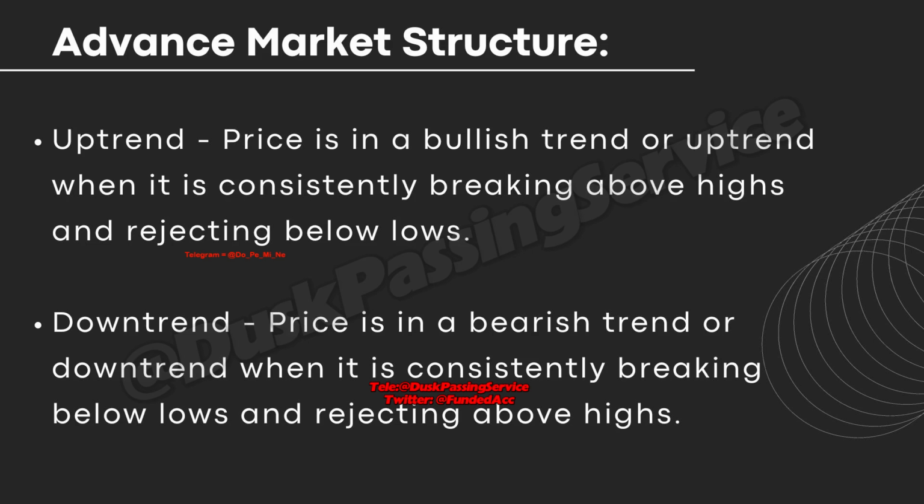Now let's define an uptrend or a downtrend based on this. When price is consistently breaking above highs and rejecting below lows, which means that price is only able to break above highs, and when it comes to lows, it's only able to reject them and is unable to displace below those lows, then this type of structure is what we deem as an uptrend. This is refined and as close to real structure as it gets. It's the most refined definition for an uptrend or a bullish market structure that I could find.